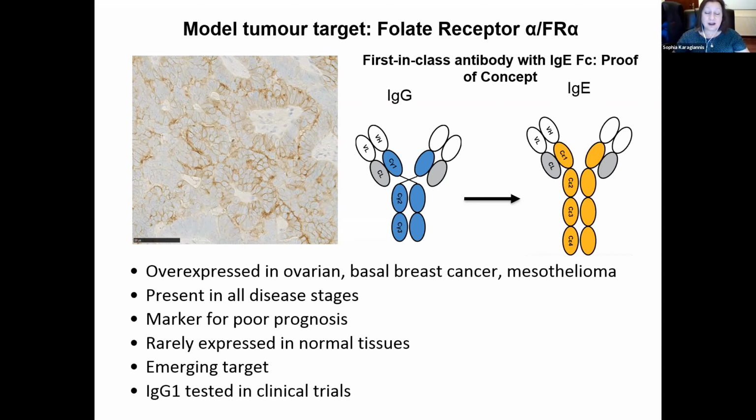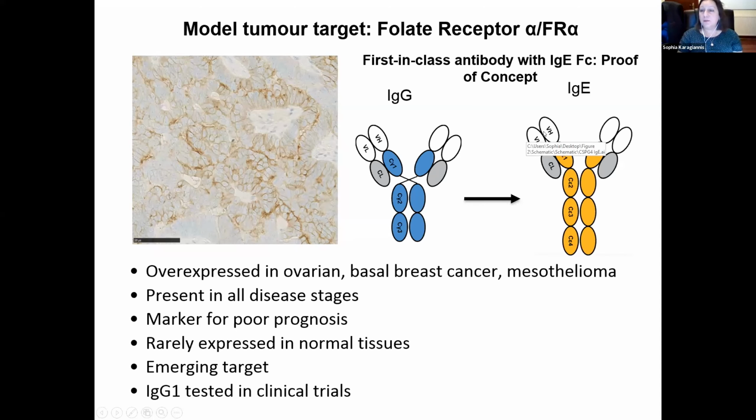And indeed, it's an emerging target with numerous therapeutic agents targeted against folate receptor alpha, including IgG and IgG1 antibodies with human Fc regions. So we selected one antibody, an IgG1 isotype targeting folate receptor alpha, and we re-engineered it with the Fc regions of the human IgE class. And we set out to study these molecules in the context of cancer therapy using different models.